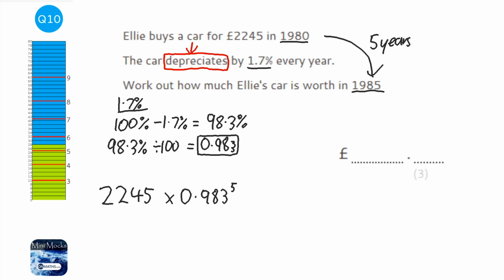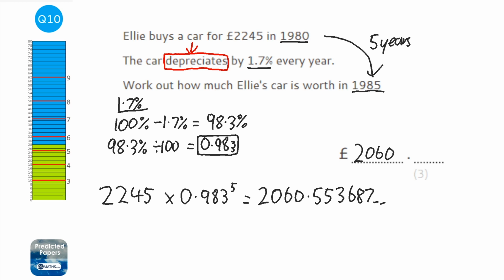So 2,245 on the calculator times 0.983 to the power of 5, and I get the answer of 2060.553687, and so on. Okay, so because it's money, it's going to be 2 decimal places, so that's going to be £2,060.55. Now last thing is just to check your answer makes sense. Well, the car was worth 2,245. It has depreciated, but not by very much. 1.7% is not very much. So it's gone down, and it lost roughly £200. So the answer makes sense.